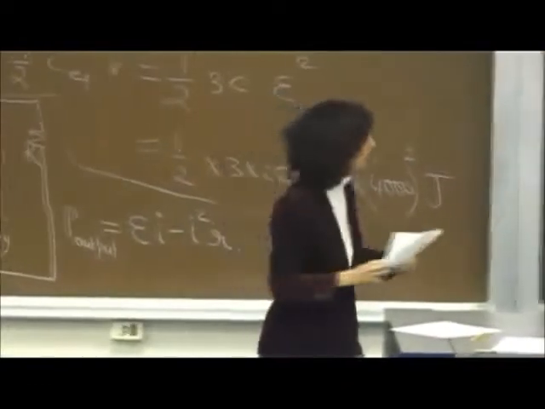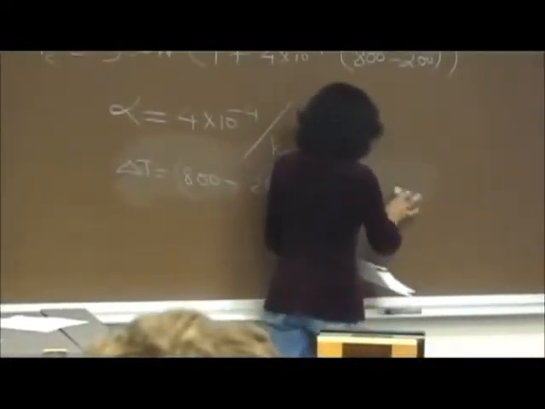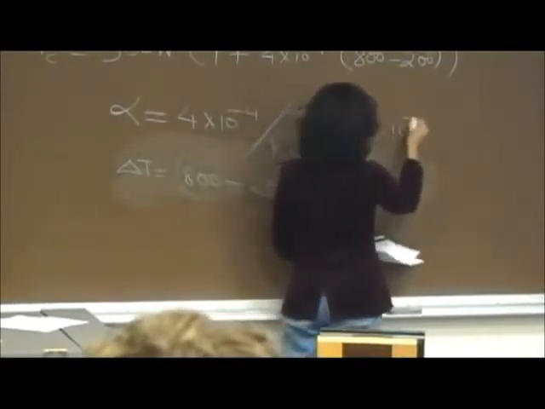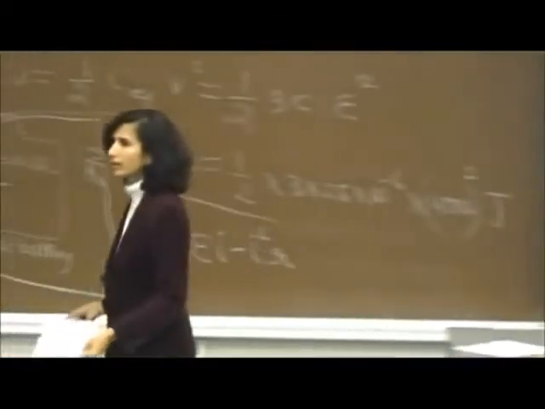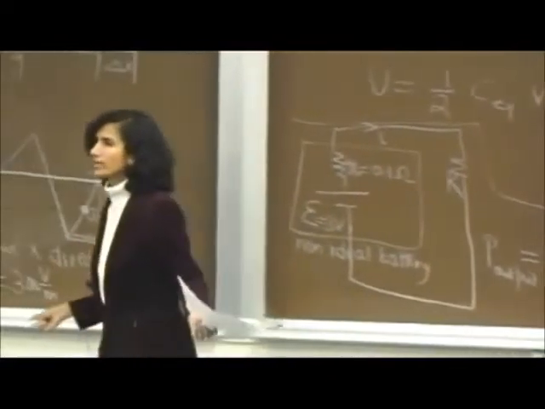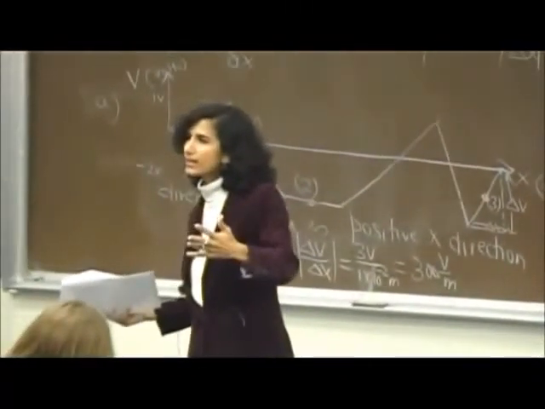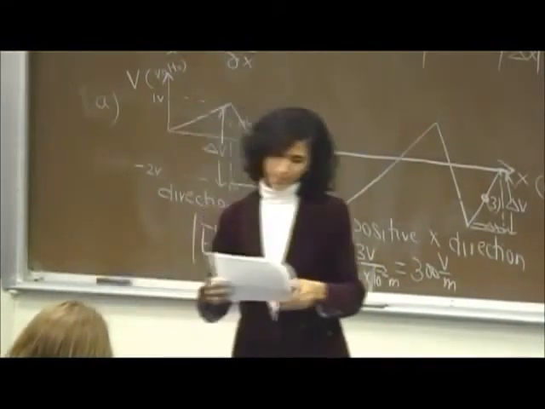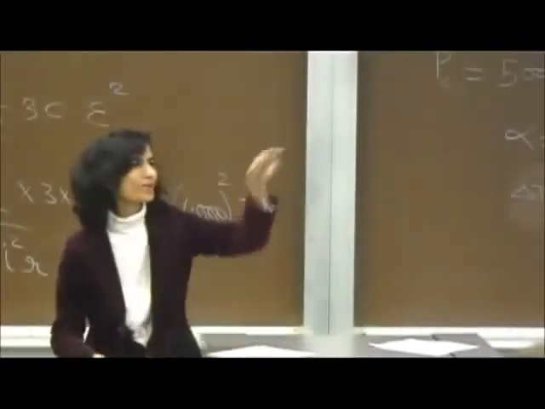The point is that this thing can also be written as 4 times 10 to the power minus 4 per degree Celsius. Do you understand what I'm saying? Because the changes in the Kelvin scale and the changes in the Celsius scale are proportional. Okay, that's what I'm saying. Anyway, I'm going to let you work out the numbers. Don't worry about it, please.